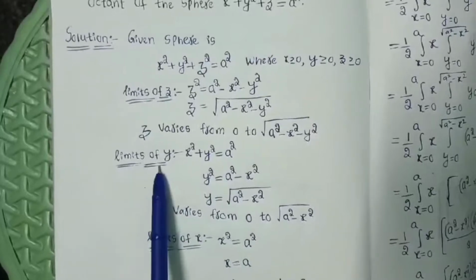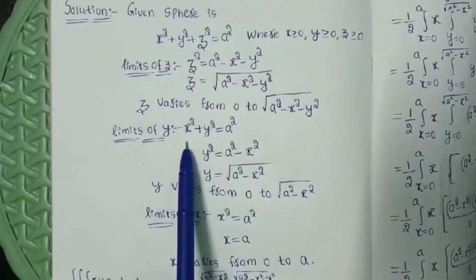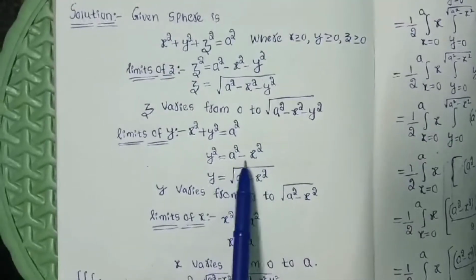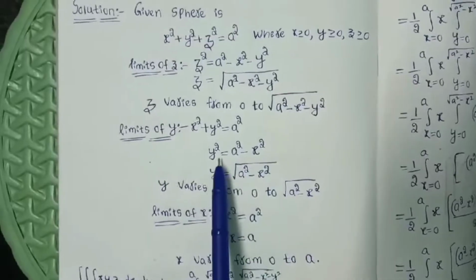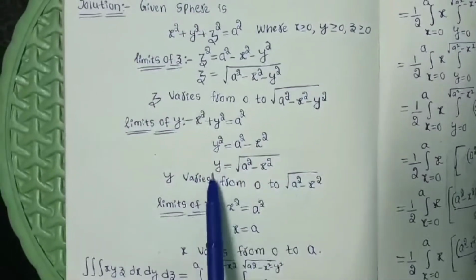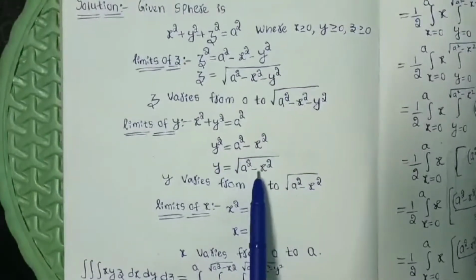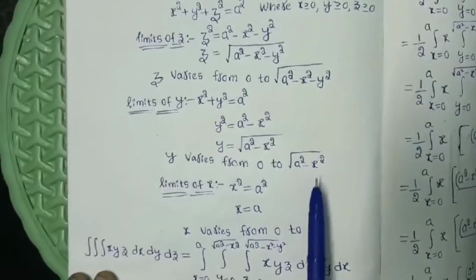Similarly, the limit of y can be written as x square plus y square is equal to a square. If we send x square to the right hand side, it will become minus x square. So y square is equal to a square minus x square. If we send the square to the right hand side, it will become the square root. So y is equal to square root of a square minus x square. So y varies from 0 to root of a square minus x square.